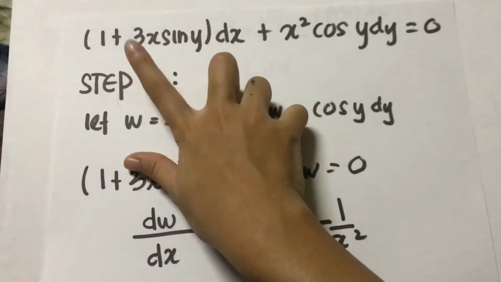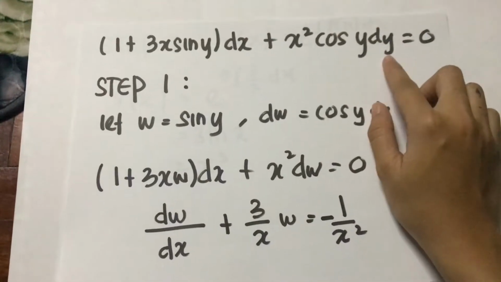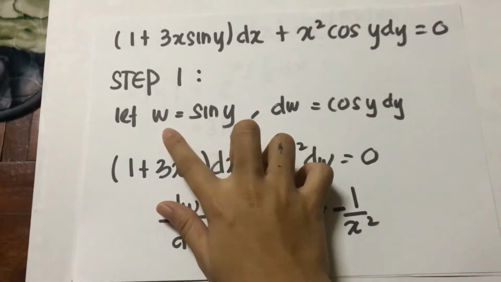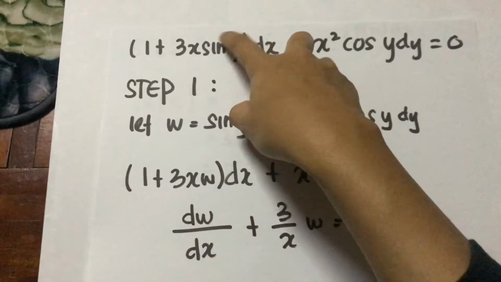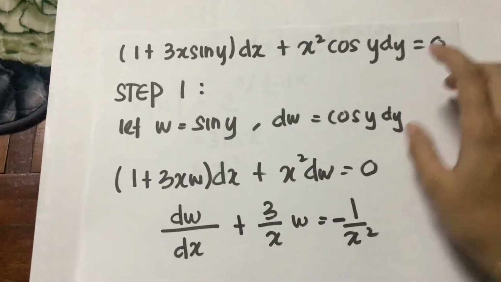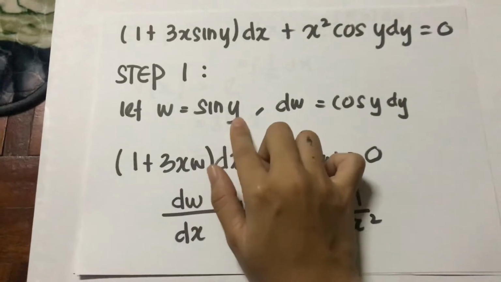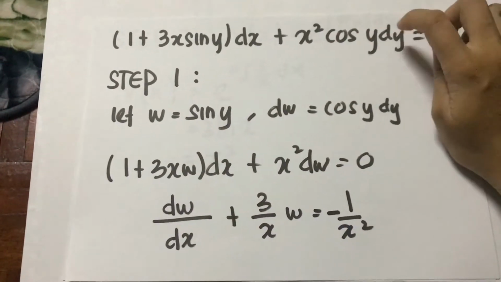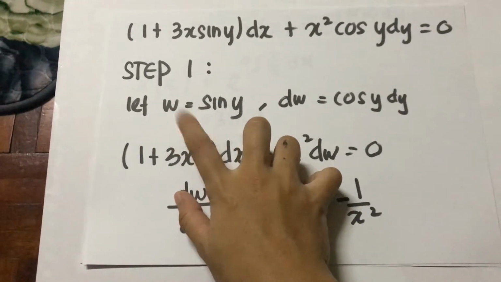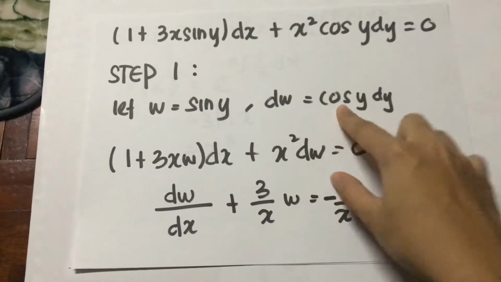The equation is (1 + 3x sin y) dx + x squared cos y dy equals 0. First step, we're going to let w equals sin y. Why do we choose sin y? Because from this equation, we're going to simplify it. By choosing sin y, we can simplify cos y dy. So by choosing w equals sin y, dw equals cos y dy.